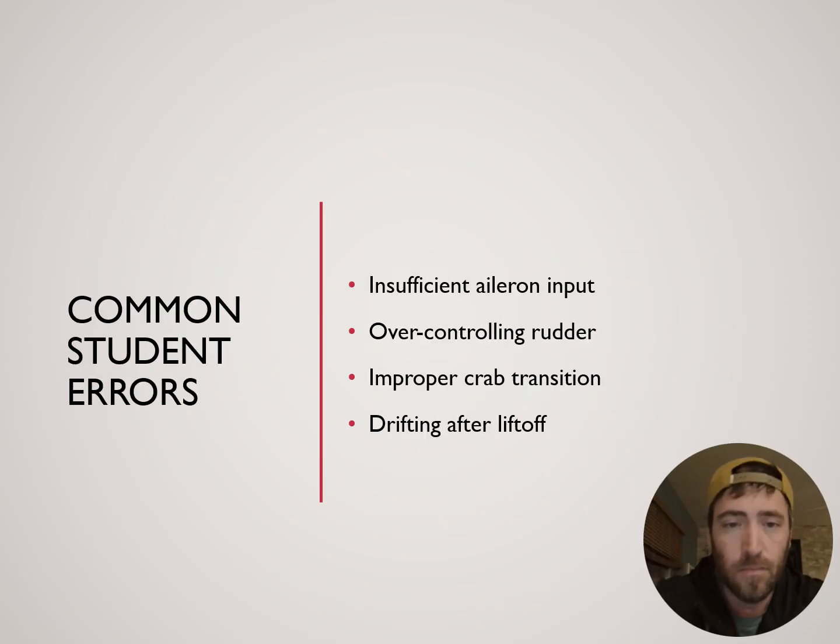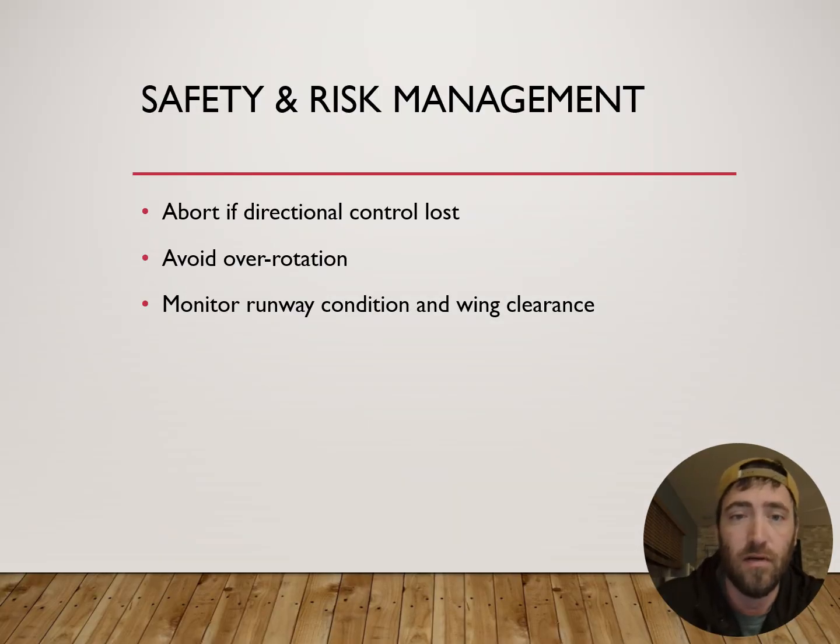Common errors I see students exhibit during this maneuver are insufficient aileron input, over controlling the rudder, improper crab transition, and drifting after liftoff. On that point, as far as drifting during takeoff, with utilizing the G1000, we can have that directional bug that'll indicate our travel and kind of let us know if we're drifting one way or the other.